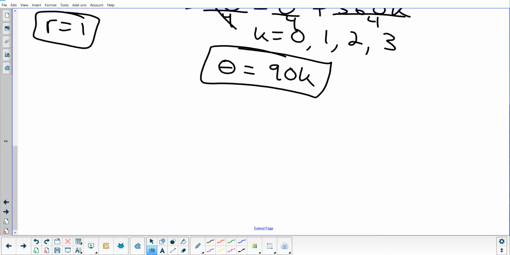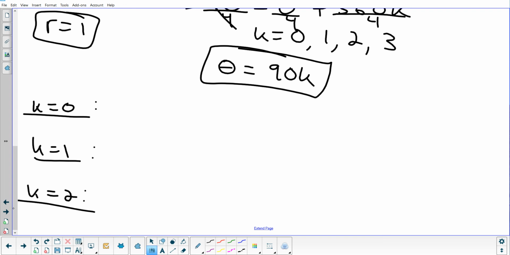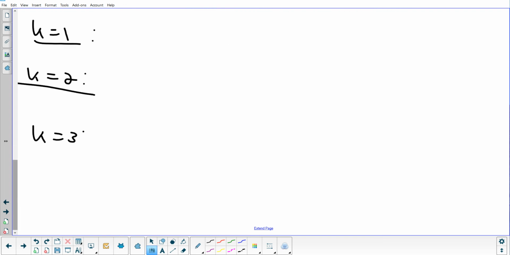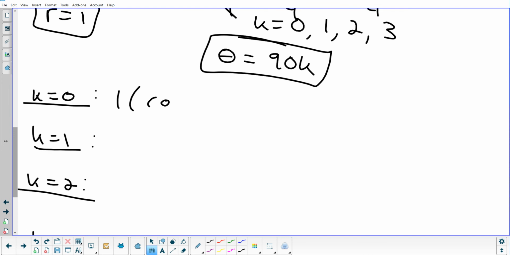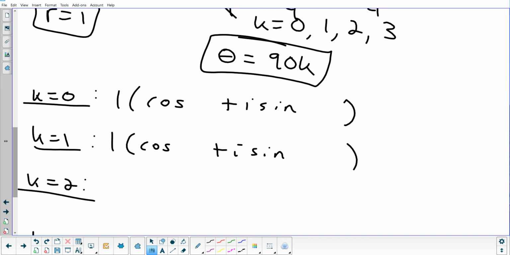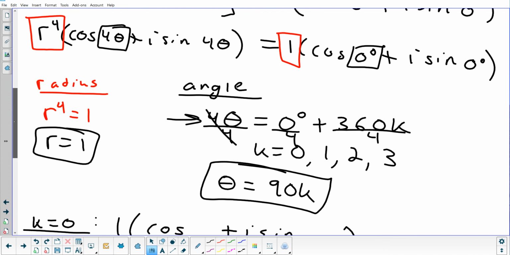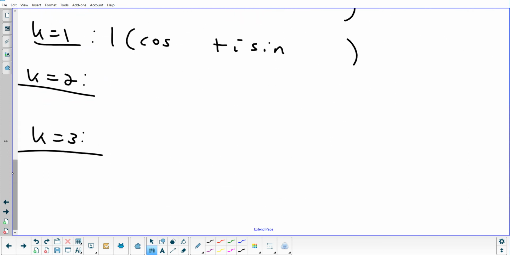All right. Now we've done all the work we need. We just have to write the 4 answers. So we're going to have an answer when k equals 0, k equals 1, k equals 2, and k equals 3. Every single answer is going to have the same radius. So if we want to write all those out right now, we can. The radius is 1. I'm not saying it's 1 in every single problem we're going to do. It just happened to be 1 in this problem. And they all are the same.